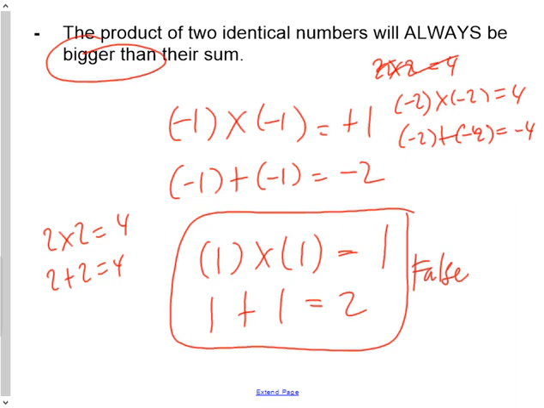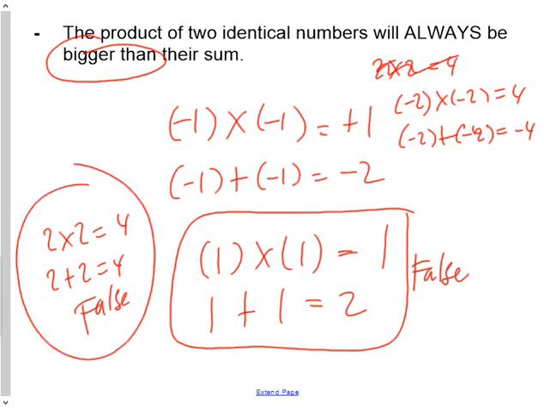If you said false with this example, you get your point. If you said true but gave a good suggestion why it's true, because you showed negative and negative and its opposite sum with negative numbers, I gave you your point for that.